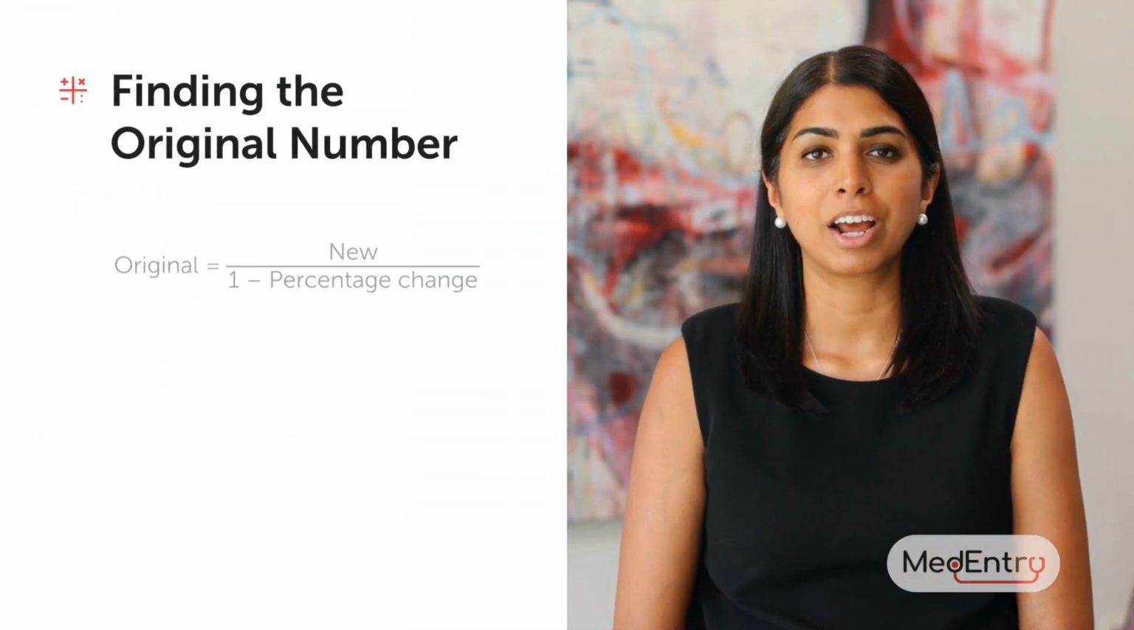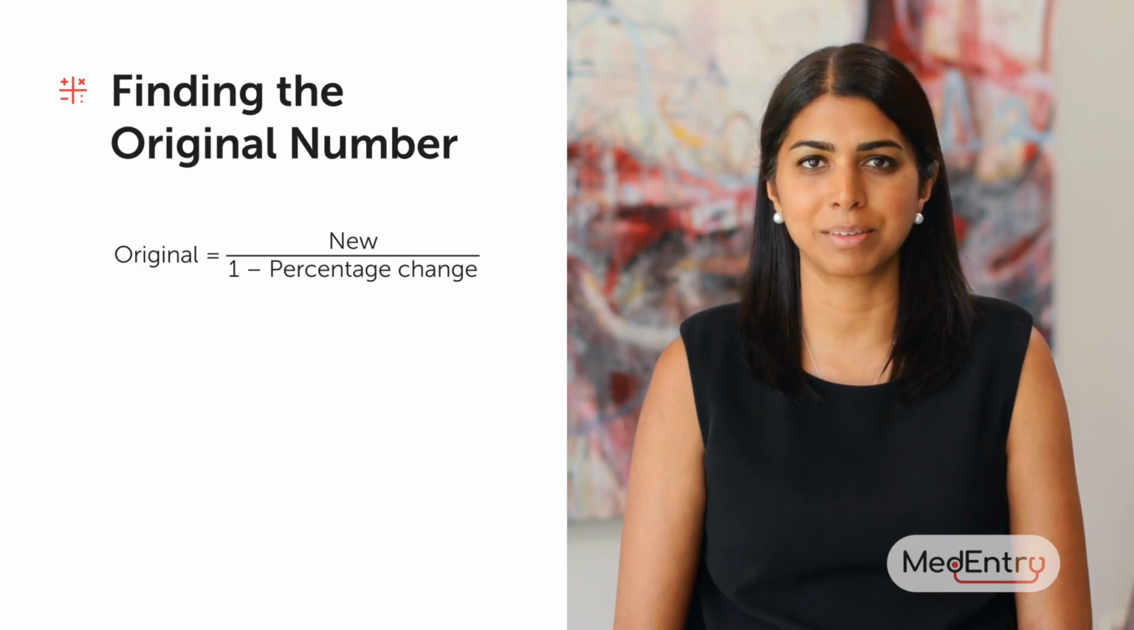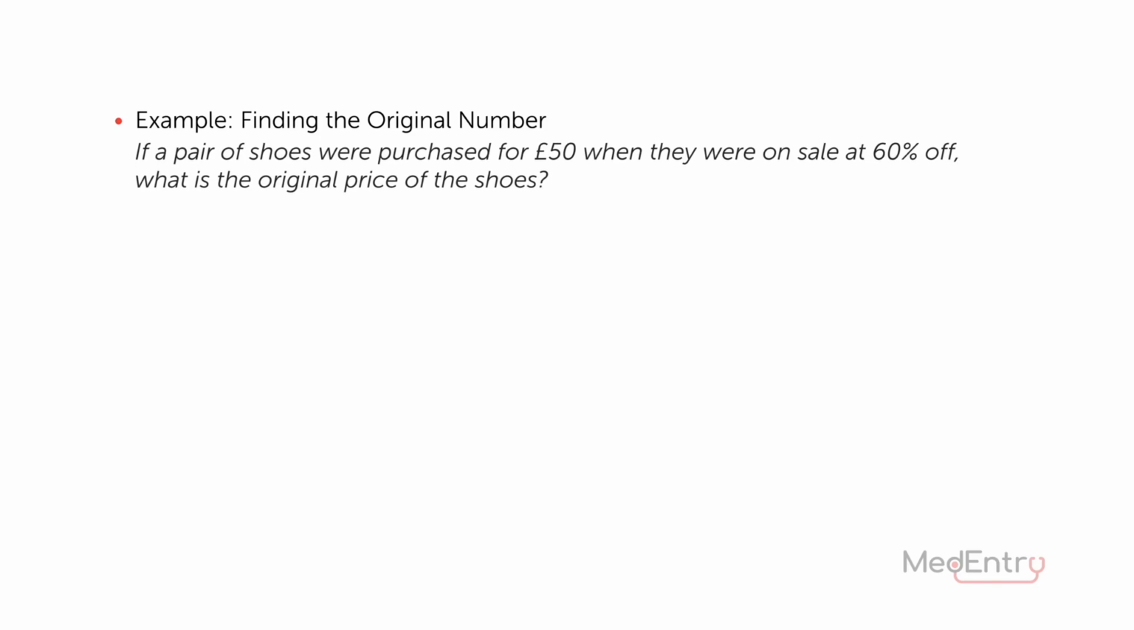Some QR questions will require you to calculate the original number after a percentage increase or decrease. You can use this formula. Original equals new over 1 minus percentage change expressed as a decimal. Let's use this equation to solve a simple question. If a pair of shoes were purchased for £50 when they were on sale at 60% off, what was the original price of the shoes?